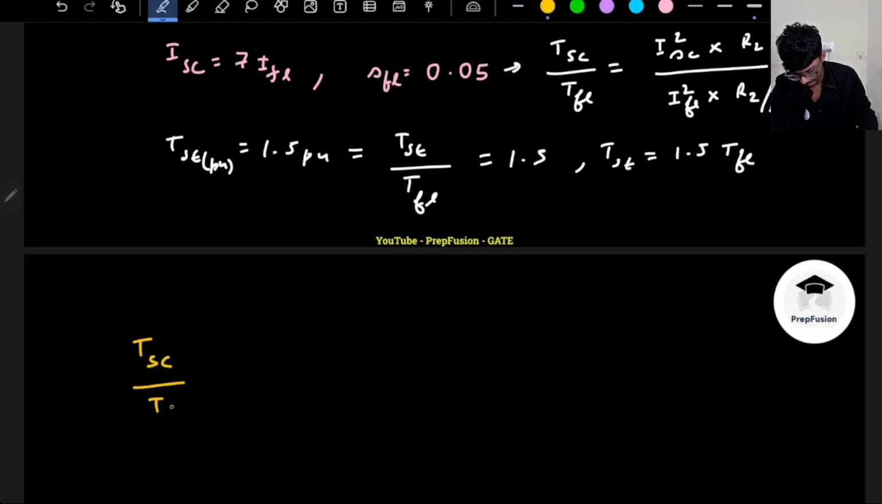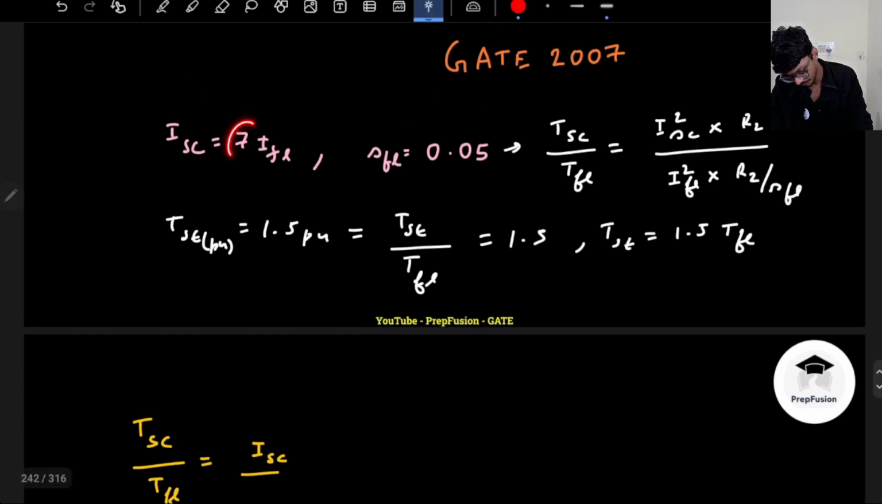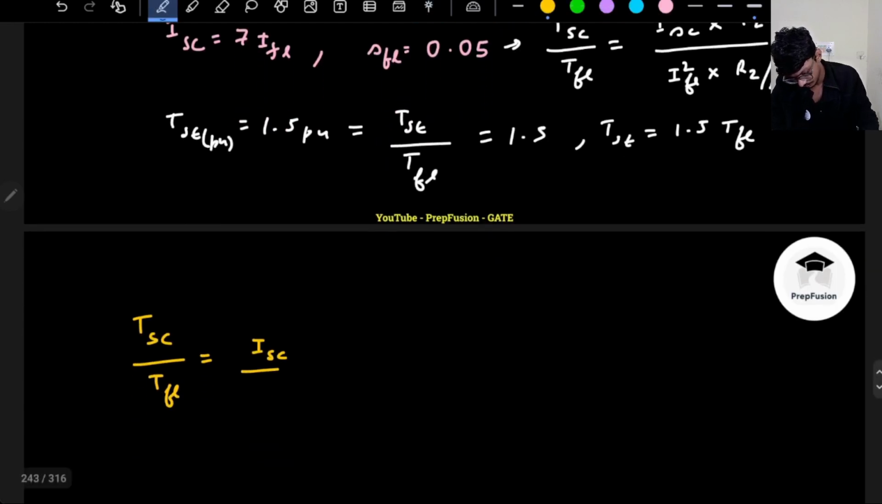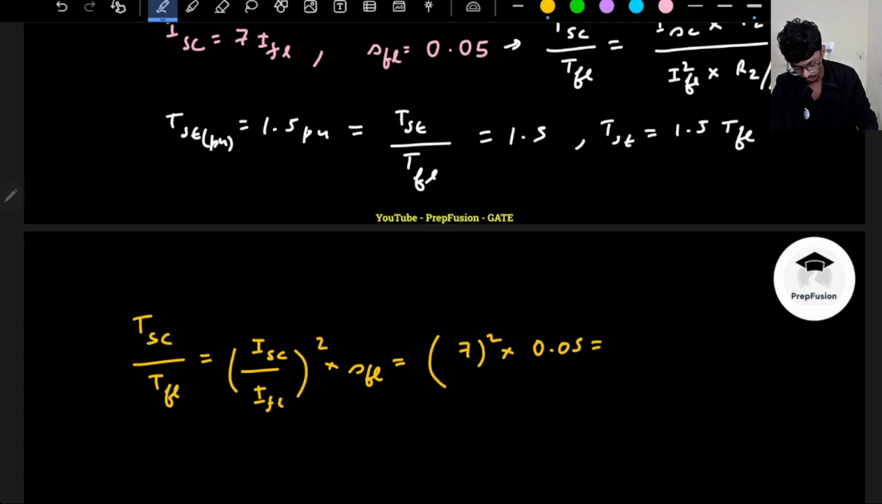TSC by TFL will be equal to ISC whole square divided by IFL. So ISC whole square divided by IFL, I already know what the ratio is, it is 1 by 7, right? So ISC is 7 times IFL, so it will be ISC divided by IFL whole square into SFL. So this is equal to 7 whole square into SFL, which is 0.05. So 49 into 0.05, so roughly it will become 2.45.